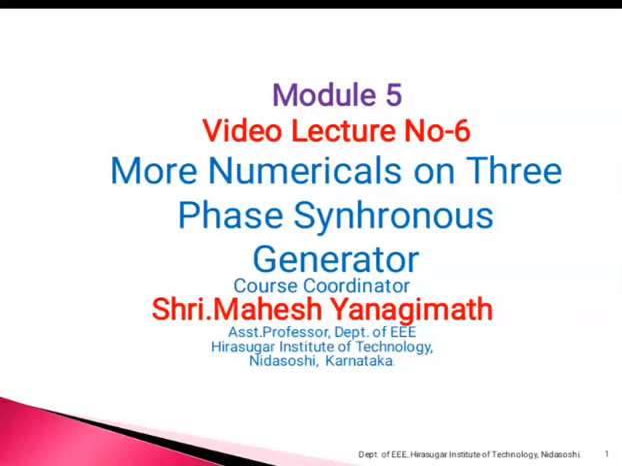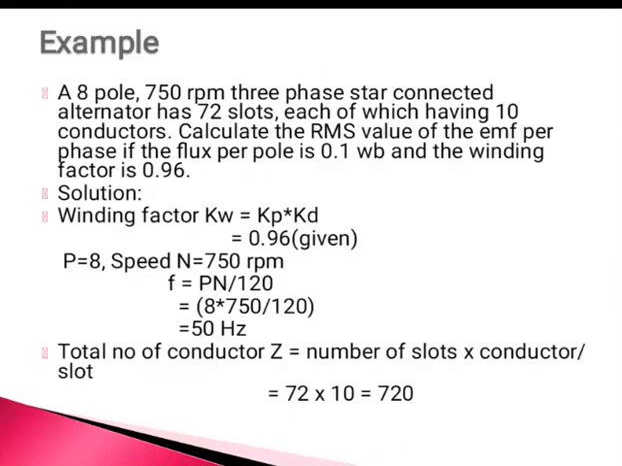Synchronous generator. An 8-pole, 750 rpm, 3-phase star connected alternator has 72 slots, each of which has 10 conductors. Calculate the RMS value of the EMF per phase if the flux per pole is 0.1 Weber and the winding factor is 0.96.